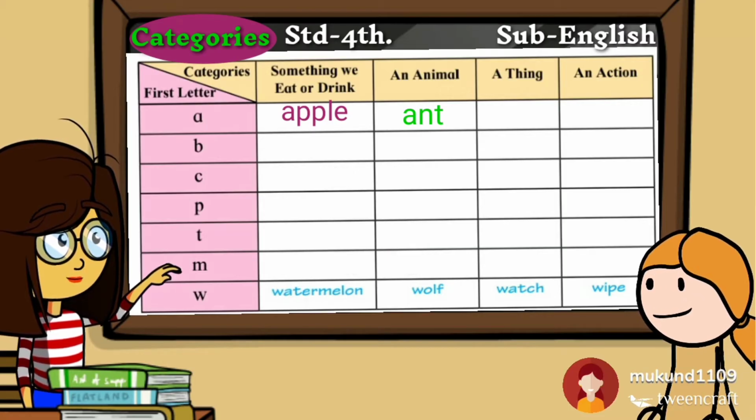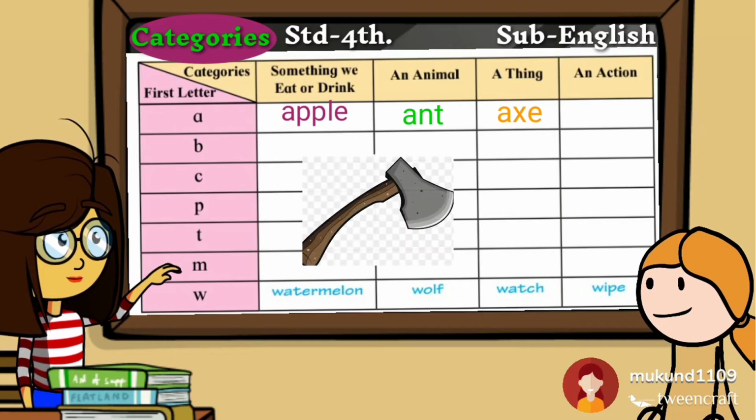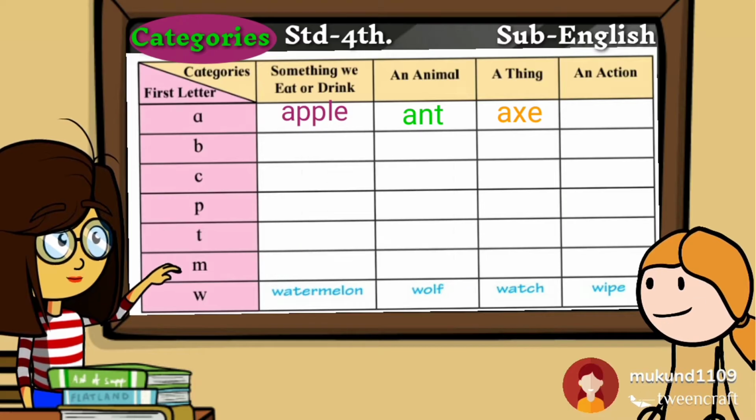Very good. A thing which begins with A. Axe. A-X-E. Which begins with A. Is it right, teacher? Oh, Ria, very good. Now tell me an action word which begins with A. An action word begins with A. Okay, teacher. Ask. A-S-K. Which begins with A.